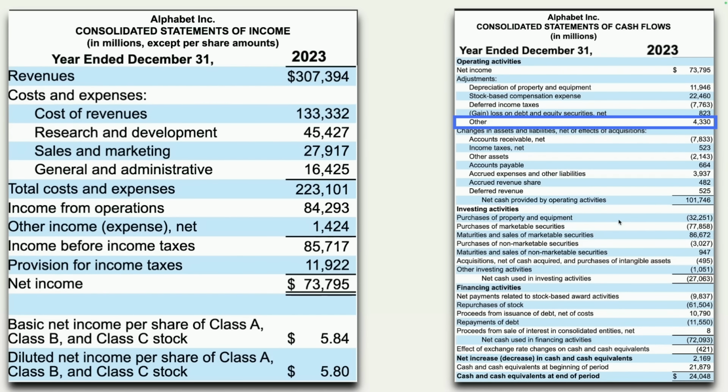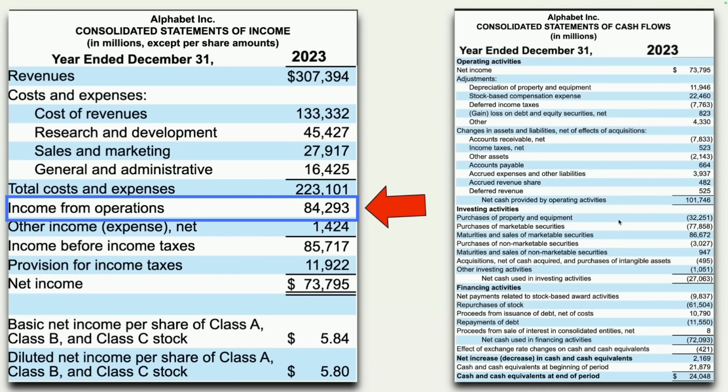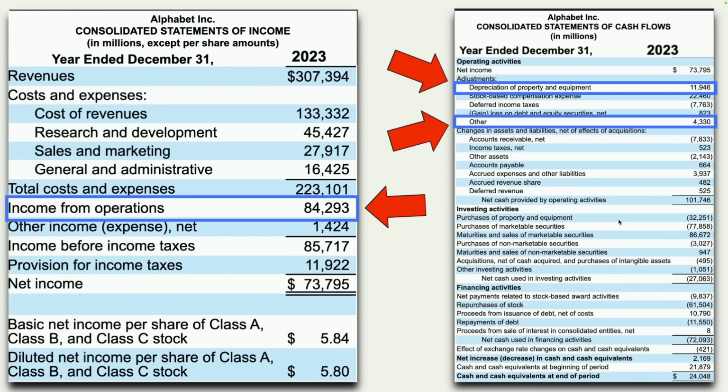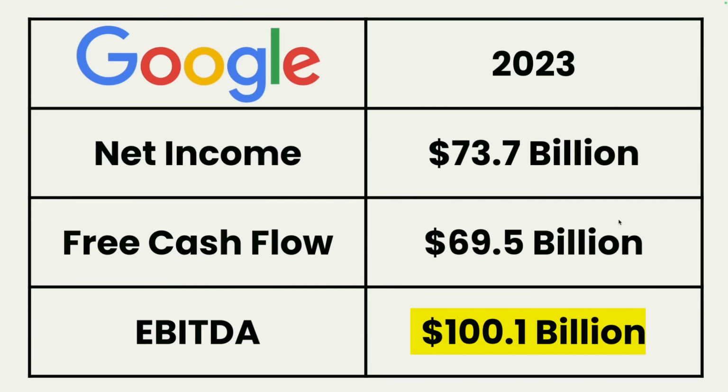So now we have all the parts we need to find the company's EBITDA. We take the company's earnings before interest and taxes, and then we add back in the company's depreciation expense and the company's amortization expense, and that gives us $100.1 billion in EBITDA.